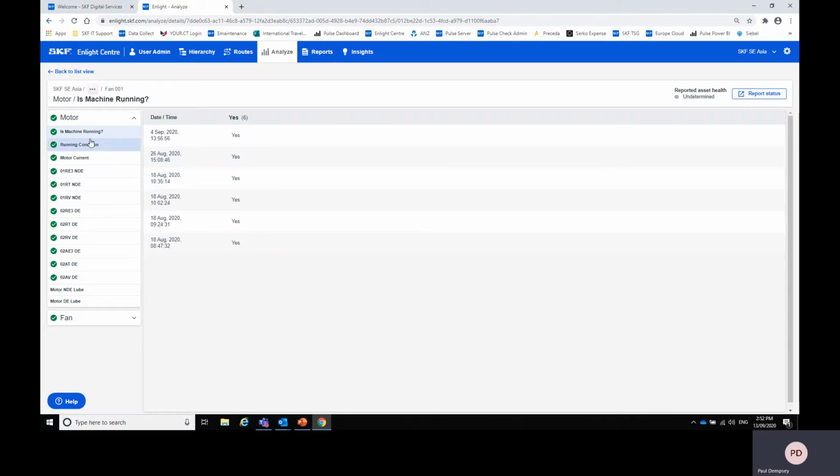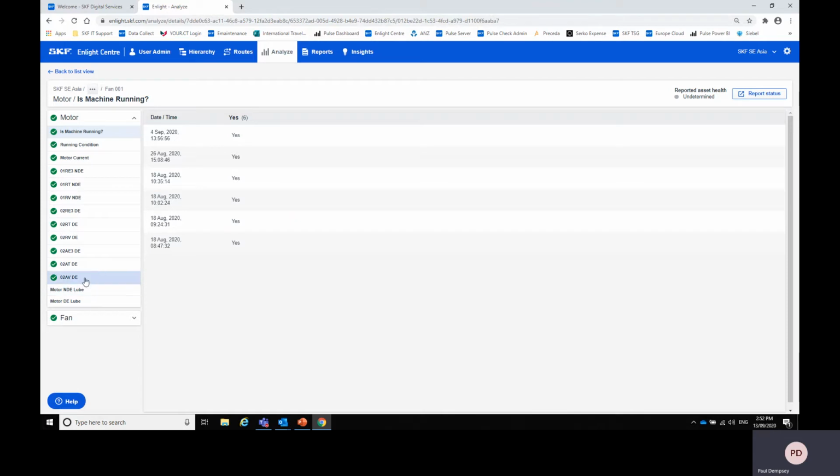So on the left-hand side here now we have listed all of the pieces of data that have been collected on this particular machine. We have some questions which have been asked. Is the machine running and the running condition? We've recorded motor current for this motor. Then we have some vibration points and also some temperature points which are taken using the SKF Quick Collect sensor. And included for this, we also have some lubrication points.